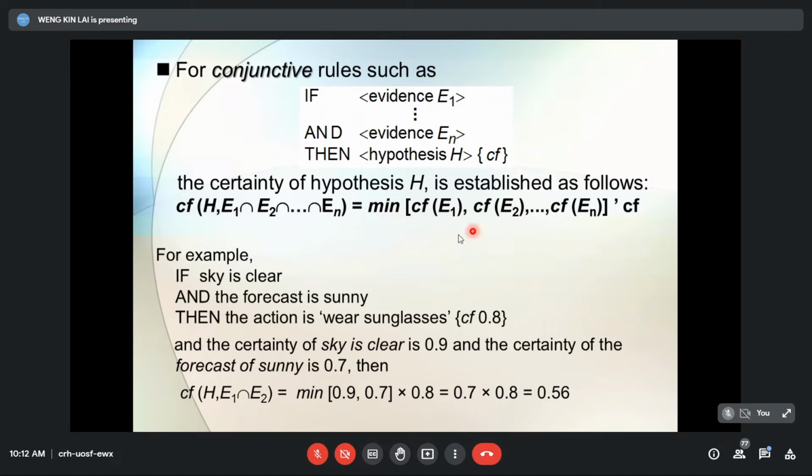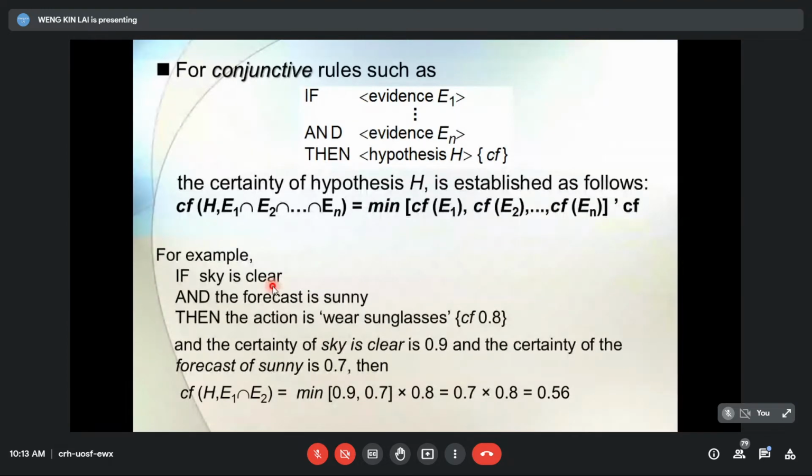You compare all of them and take the smallest one. So you're actually quite conservative, right? Because the smallest one will pull everybody down, right? So in this case, you have your certainty factor of sky is clear of 0.9, and then the certainty factor of the forecast is sunny is 0.7. So you take the smaller one, which is 0.7. Then you multiply with your hypothesis certainty factor of 0.8 here, which gives you 0.56. So you can see it actually brings it down from 0.8 to 0.56 because of these prior evidences or conditions.